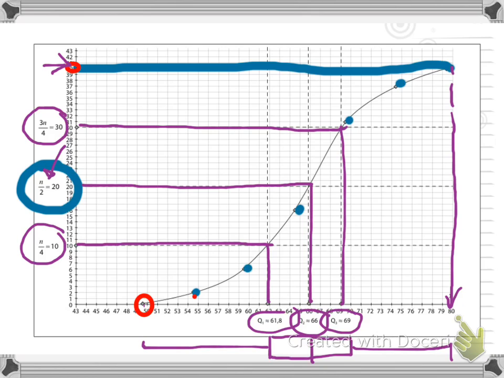Now, you'll see that normally we'd put a scaled number line below the box and whisker. But because my ogive has got a scaled number line and we're drawing it directly below, we don't need to worry about that. So that should help you.